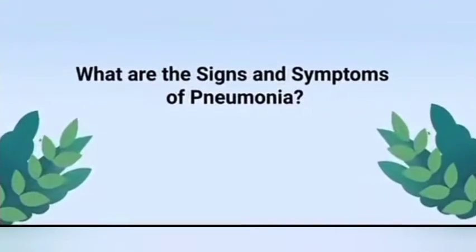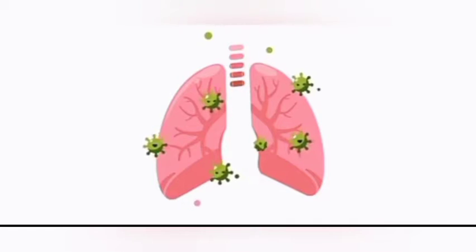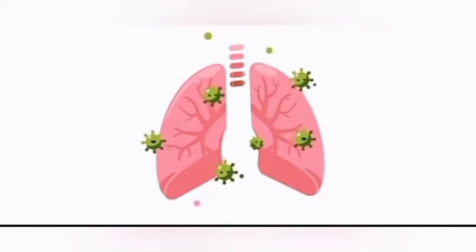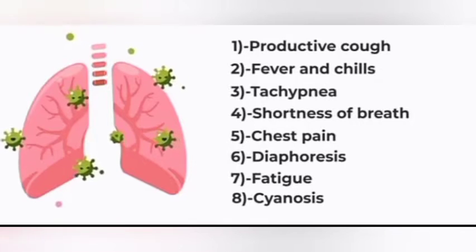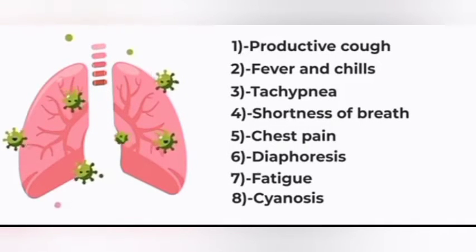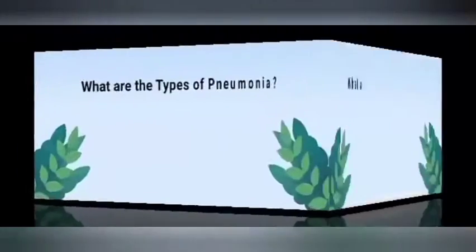So what are the signs and symptoms of pneumonia? Signs and symptoms of pneumonia can vary in severity from person to person. Here are some of the most common examples: productive cough, fever and chills, tachypnea, shortness of breath, chest pain, diaphoresis, fatigue, and cyanosis. Keep in mind that other signs and symptoms for pneumonia exist. These are just the most common examples.